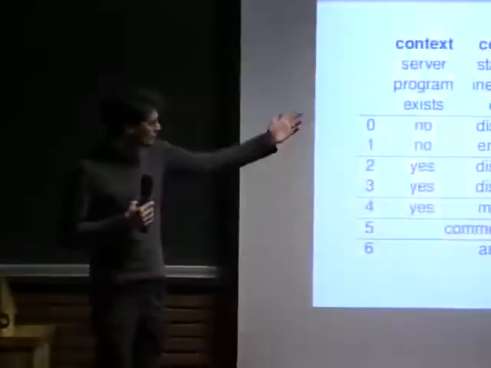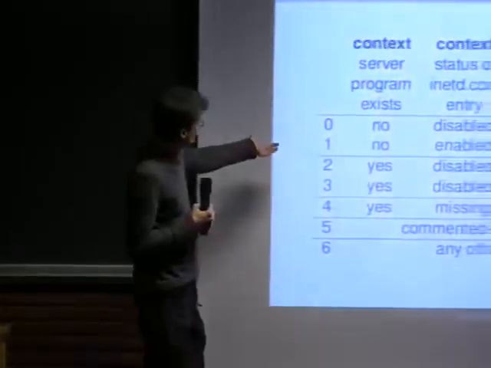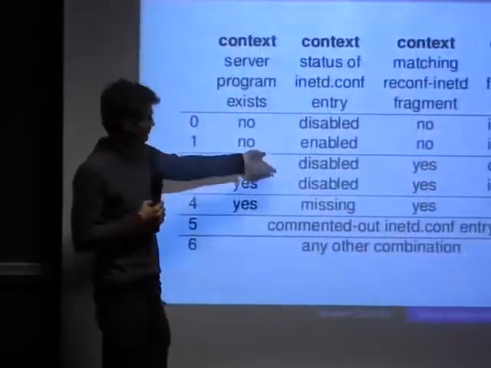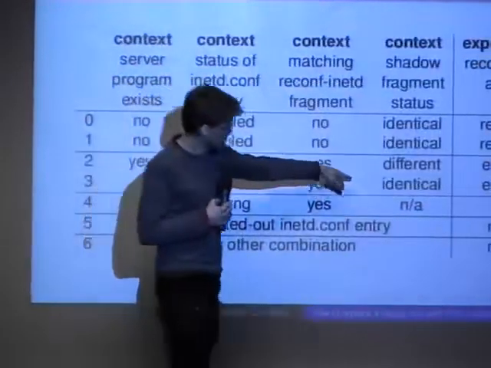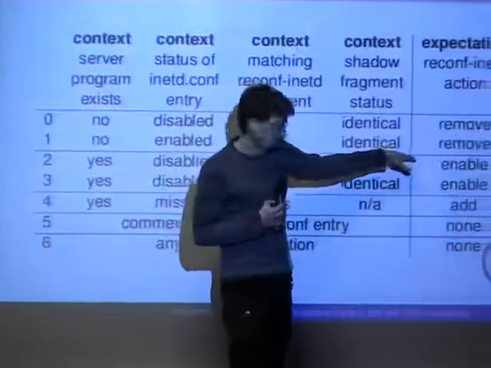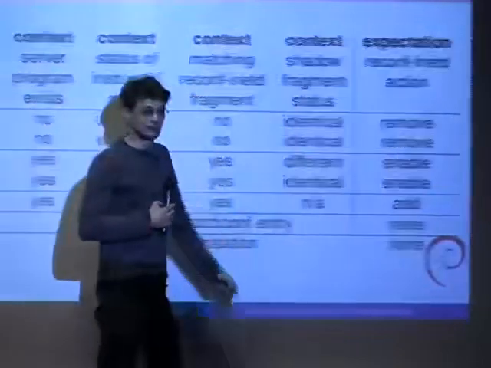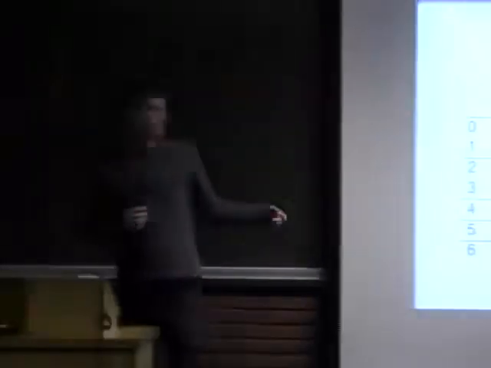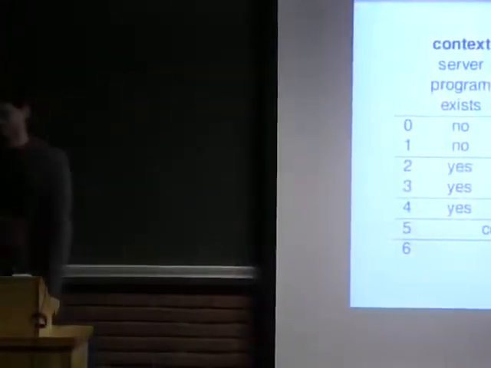So reconfig.d edits a configuration file, so depending on whether a file exists somewhere, whether the entry is there, and what's the status of the entry, whether there are some other files in other directories, it will remove an entry from the file, it will enable an entry, add an entry, or do nothing. So it's that simple, but having it there, it's very useful for people to look at it and understand what it's about.